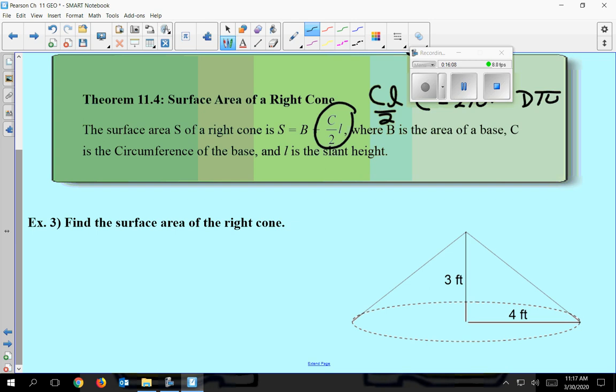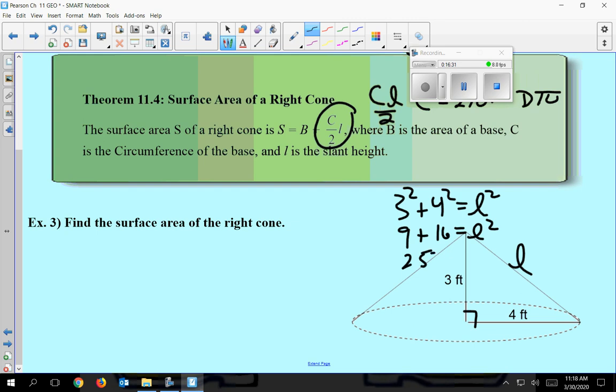I do need the slant height. I don't have it, but I'm drawing this little triangle in here, and I can use Pythagorean theorem. So let's go ahead and do that first. 3 squared plus 4 squared equals L squared. 3 squared is 9, 4 squared is 16. L squared, I'm going to get 25 equals L squared. And so L, take the square root of both sides, L is 5.